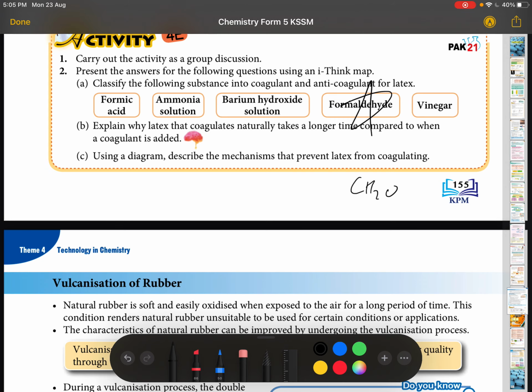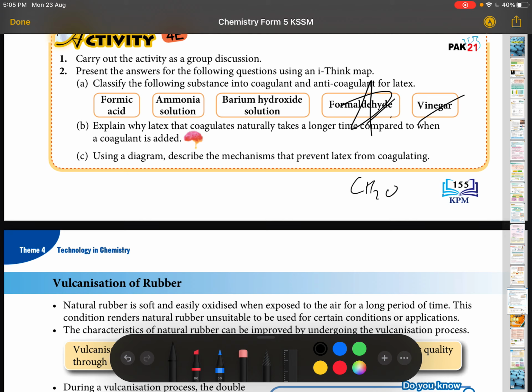But this formaldehyde is an aldehyde or alkanal. So it has this characteristic where it will react with the oxygen in the air, and when it does, it will turn into formic acid. So it's an acid, so that's why it will actually coagulate. So this is the coagulant. Vinegar is acidic, if I'm not wrong. Yeah, vinegar is also acidic. So yeah, this can also coagulate.